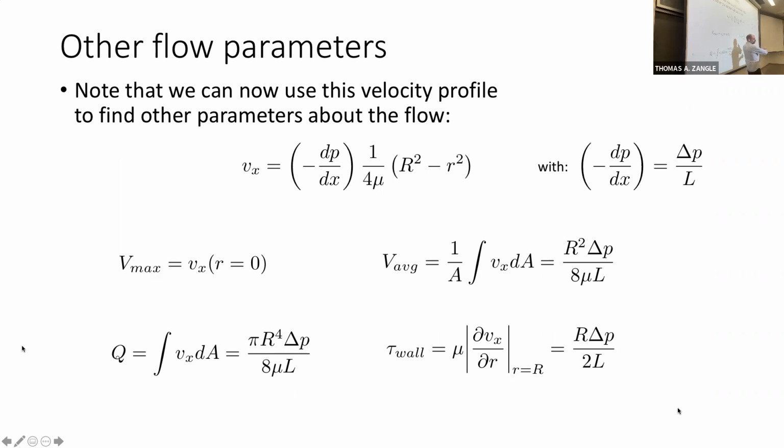So again, it looks complicated. Remember back when we were discussing tensors way back in chapter 4. Looks very complicated, but most of the time, a lot of those terms drop out. In this case, this is all we're left with. And so the shear stress at the wall is this expression evaluated at R, right? The location of the wall. And we can find that as R delta P over 2L.